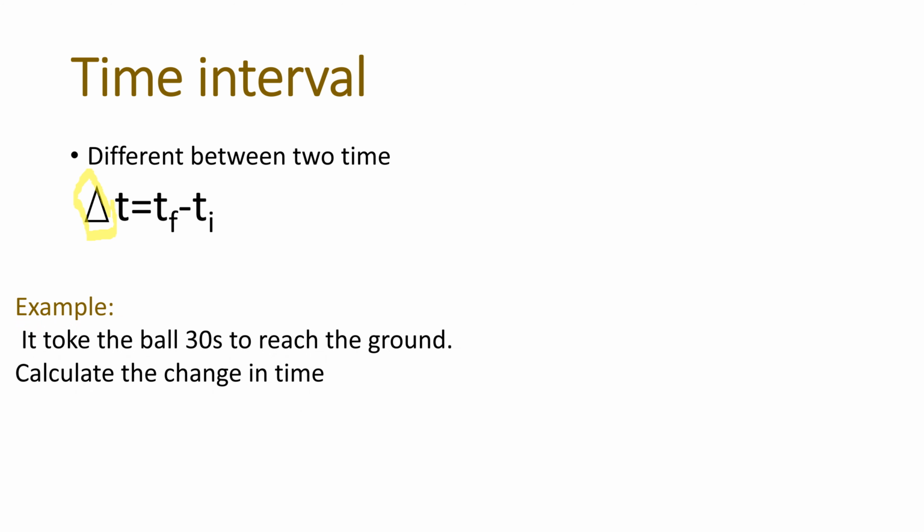For this example, it took the ball 30 seconds to reach the ground. Calculate the change in time. So we know the change in time, which is delta t, and we know the equation of it, which is delta t equals tf minus ti. So it took the ball 30 seconds, which is the final, and the initial is 0. So the change in time would be 30 seconds.